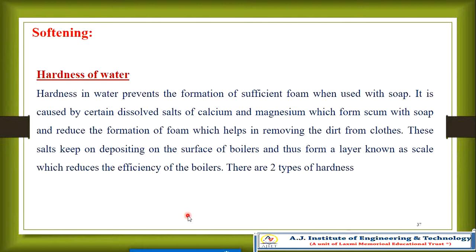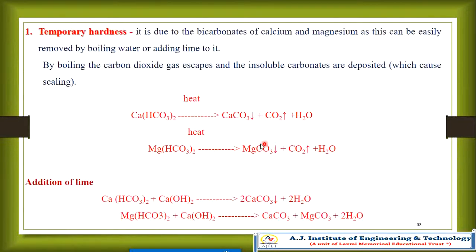If we discuss further, there are two types of hardness. One is temporary hardness. Temporary hardness is due to bicarbonate of calcium and magnesium. Since it is only due to bicarbonate, it can be removed by boiling. It is easily removed by boiling the water or adding lime to it.